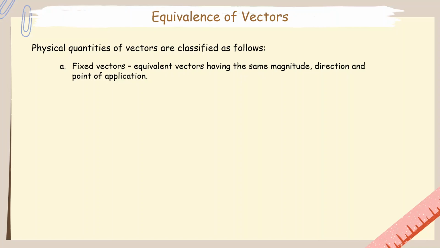So, for example, we have vector A and vector B. So they are equivalent in nature since they have the same magnitude of 20 units as well as the same point of application, point 1. So if they both have the same magnitude, direction, and point of application, then they are fixed vectors.